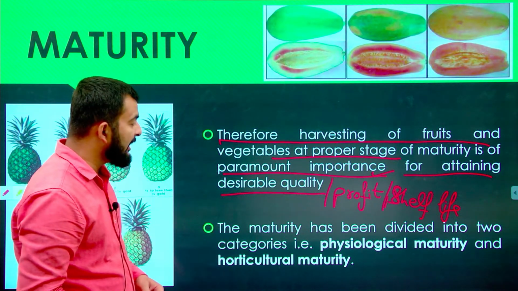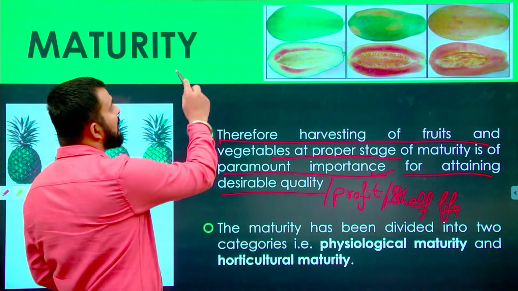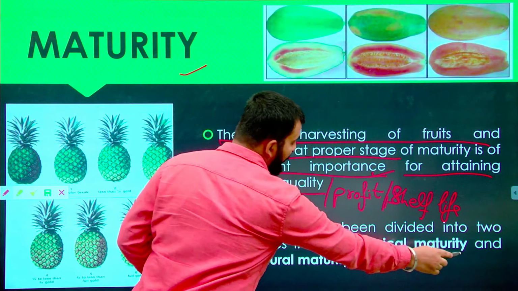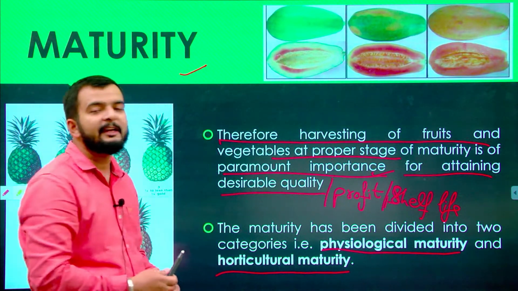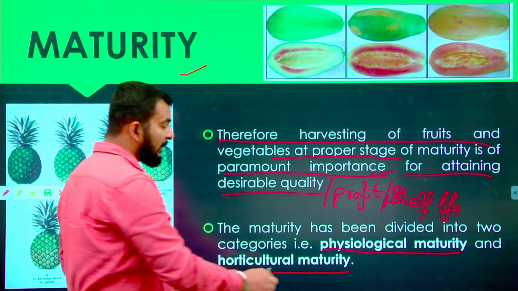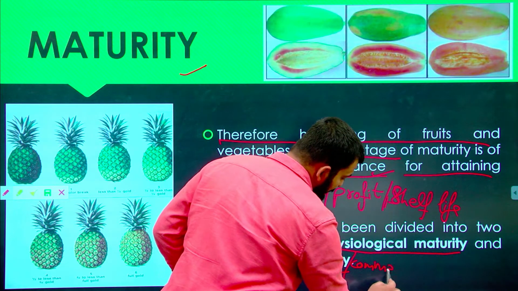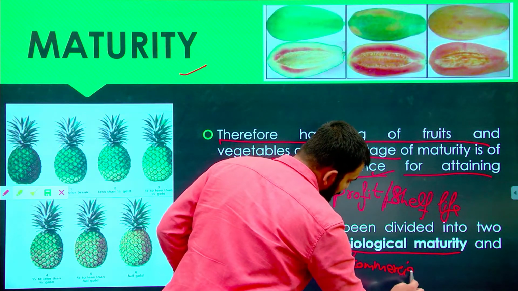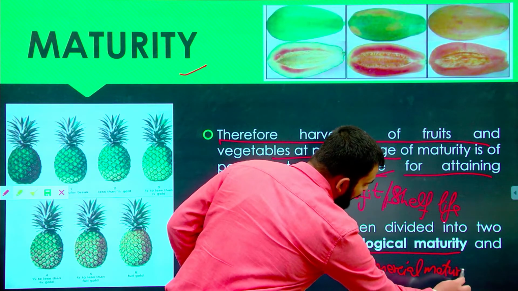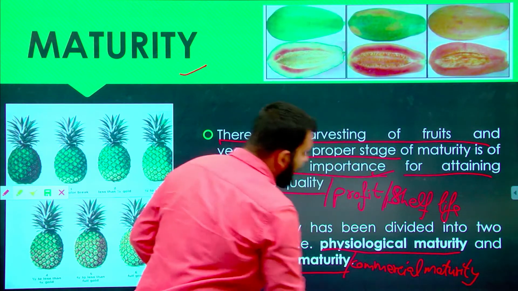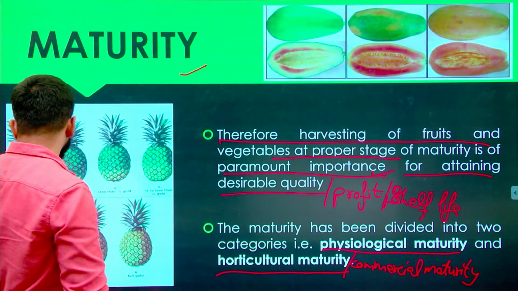Okay, maturity has been divided into two categories. So you can study maturity, it can be of two types. One is physiological maturity and the other one is horticultural maturity, or you can also call it commercial maturity. So maturity is of two types, physiological and horticultural.